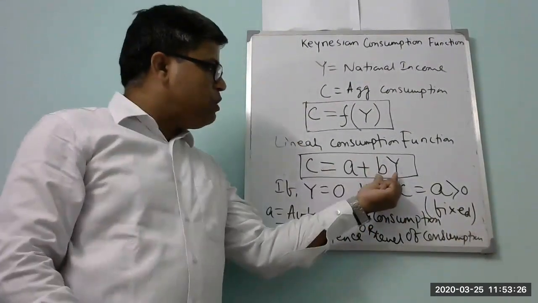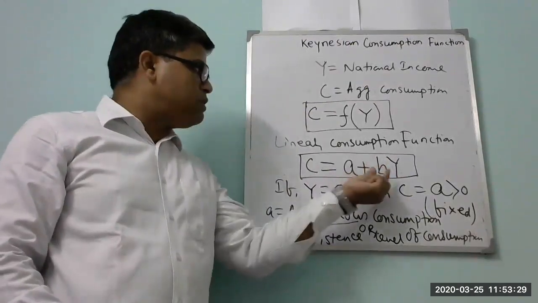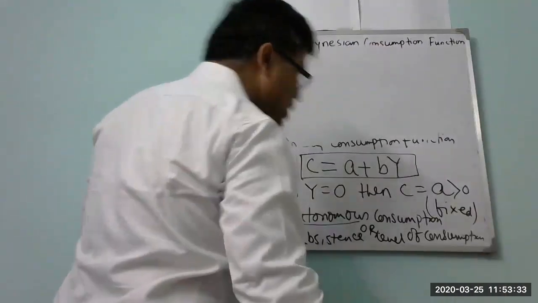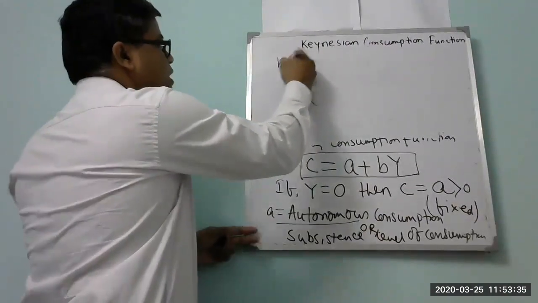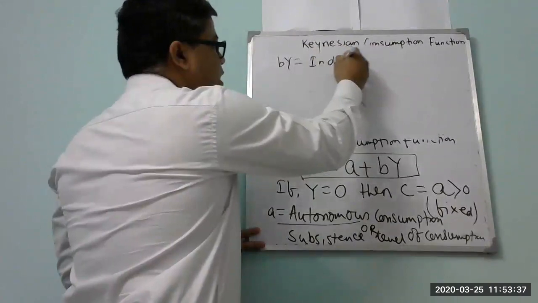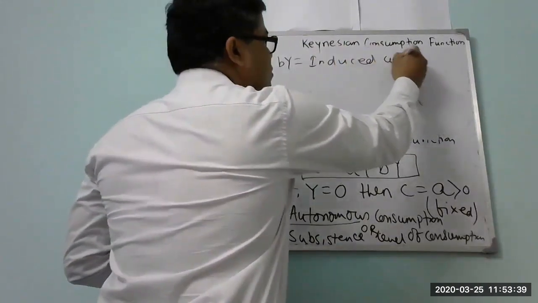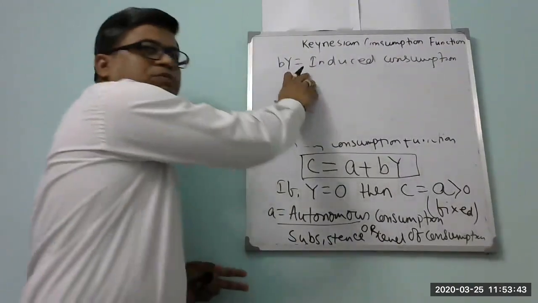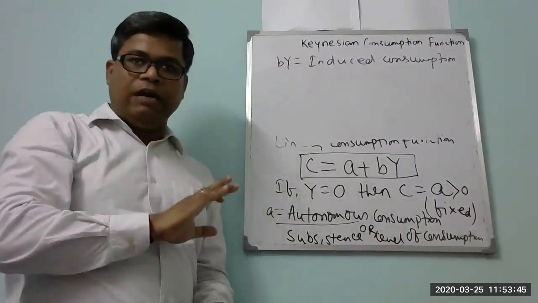Now come to this another part of the consumption. There is a BY. Now what is the BY? BY, it is called the induced consumption. That means this part of consumption, it depends on the level of income.